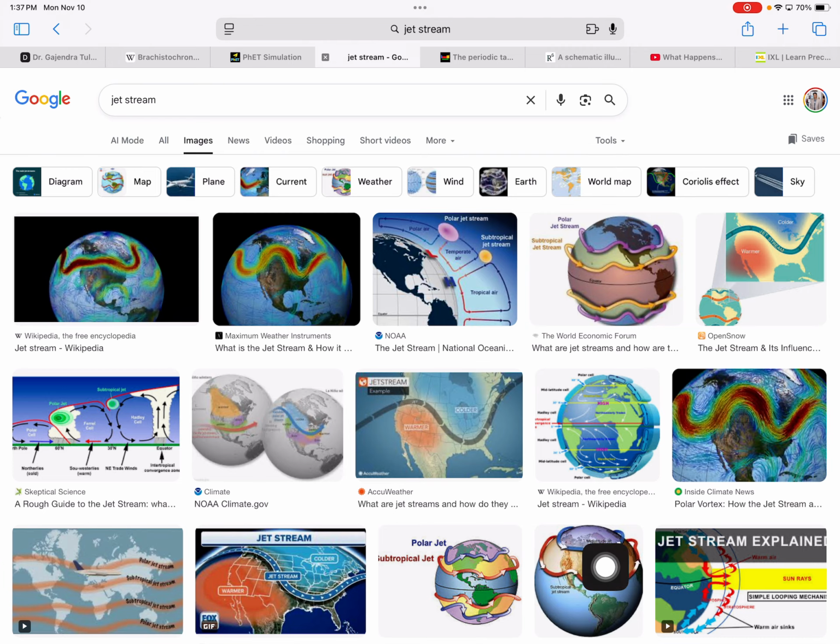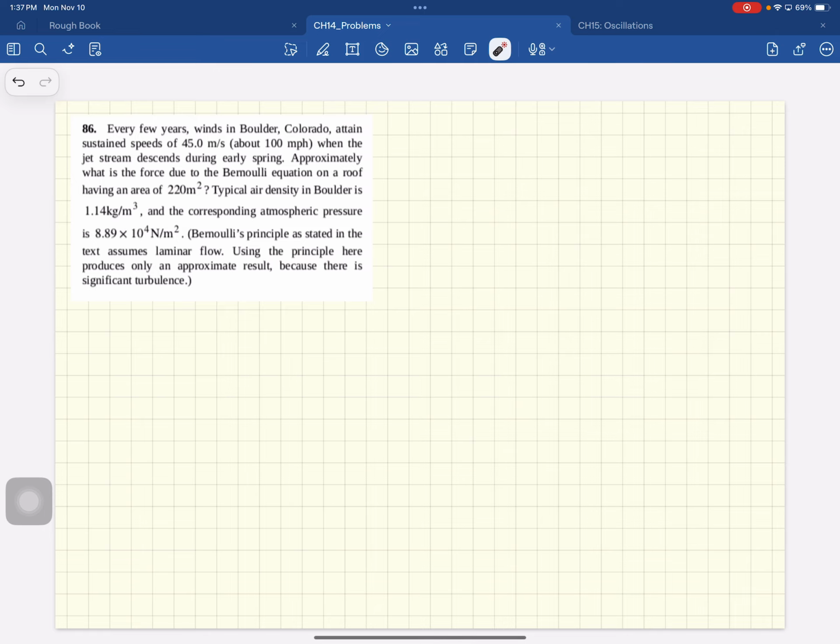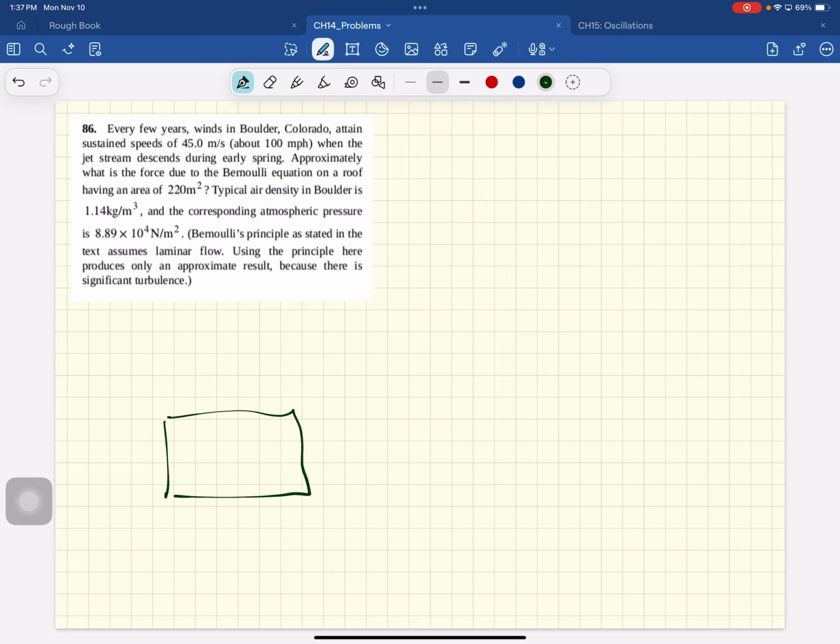See, there's the jet stream. All right, so here's the deal. Here in Colorado, here's a mass of air that's flowing fast.